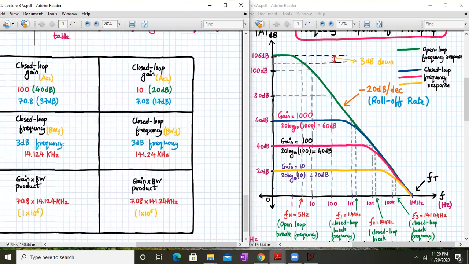Similarly, for a closed loop gain of 10, that means it is 20 dB. And here, 20 log to the base 10 of 7.0 will give you 17 dB, correct? And similarly you can find the closed loop frequency, the 3 dB bandwidth or the 3 dB frequency, as 1E6 divided by 7.08, which will give you 141.24 kilohertz.